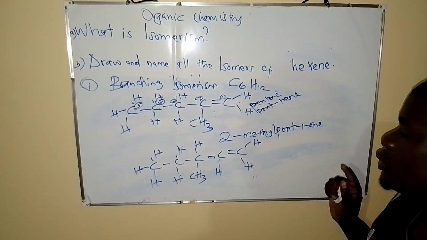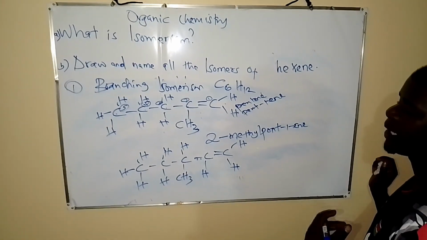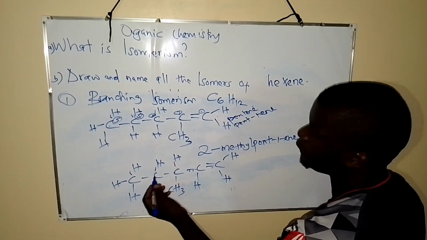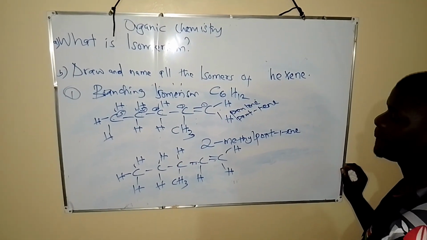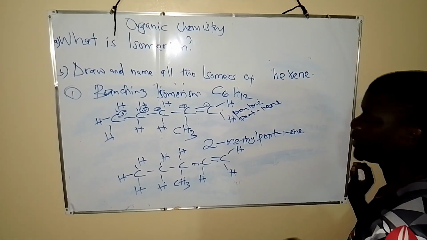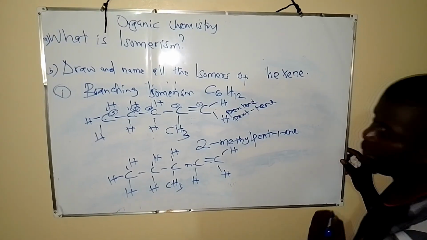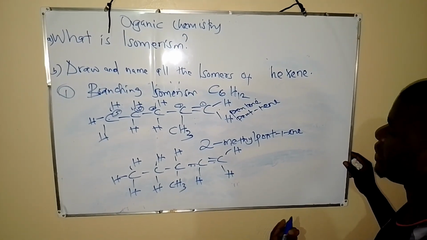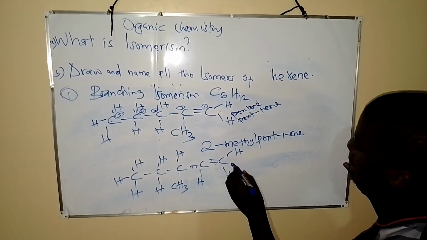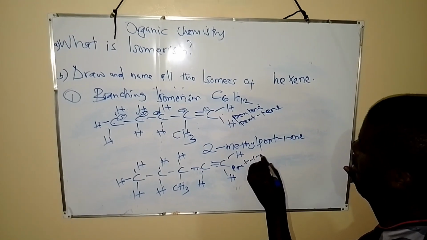So how am I going to name this one? First, identify the longest chain, 1, 2, 3, 4, 5. That is the longest chain. Assign it the parent name. That is pentene. The position is at carbon number 1. So I can have it pent-1-ene.